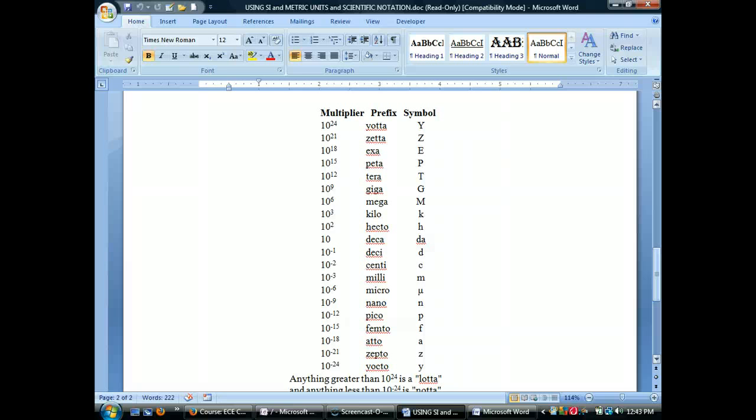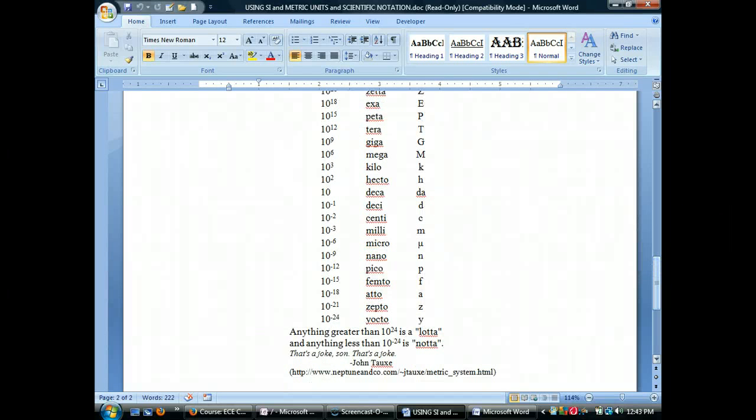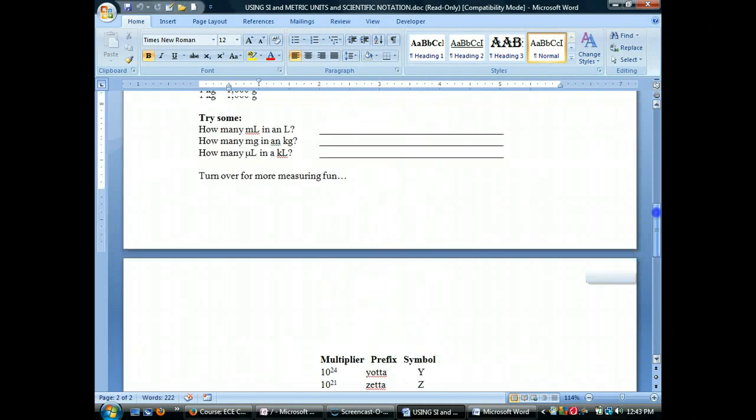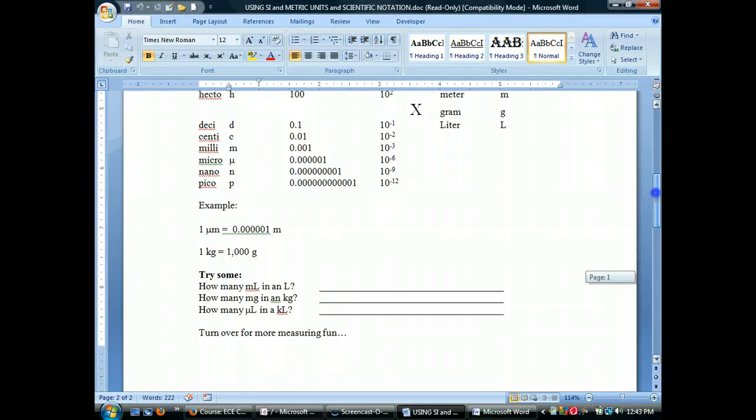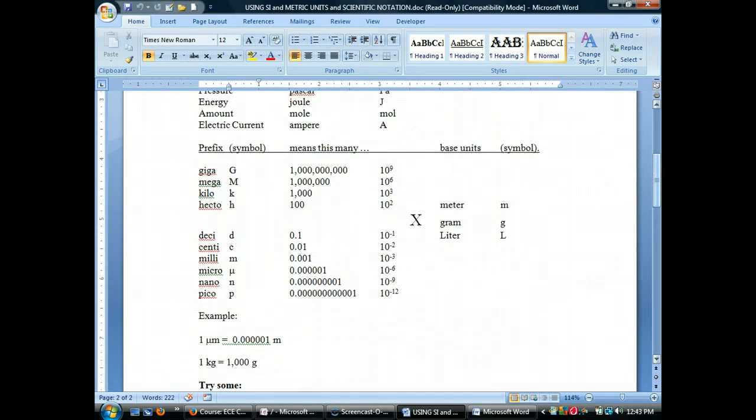You don't have to know all these. The ones on the front are the ones that you should memorize. Although, as I said, things like tera and peta are becoming much more common these days. Now, this little joke here is a little out of date. I'm going to have to change this because we now officially have one for 10 to the 27. It's hella. So anyway, this is just some practice you can do, but this is for your information.